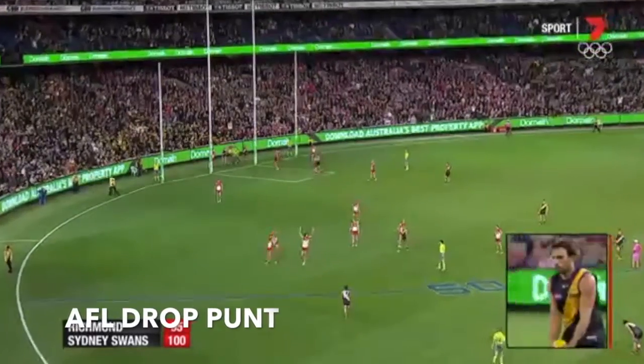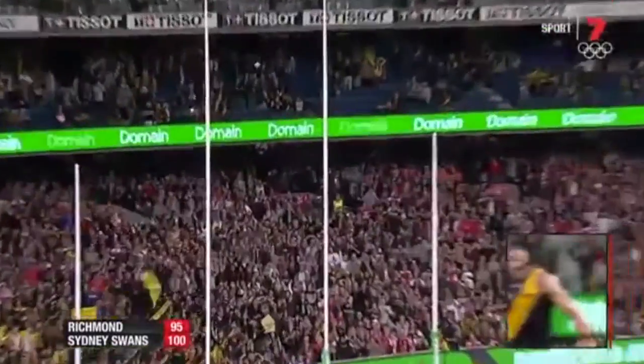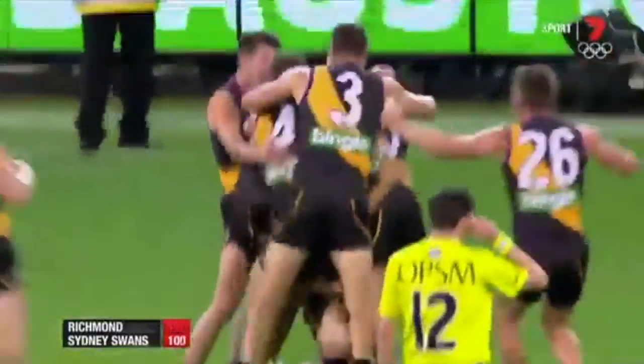Dreams of this opportunity. Lloyd from 45 to win the game. He's got it. The Tigers have won by a point. A kick after the siren.